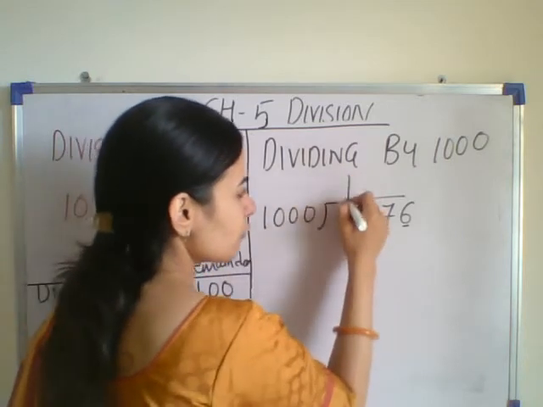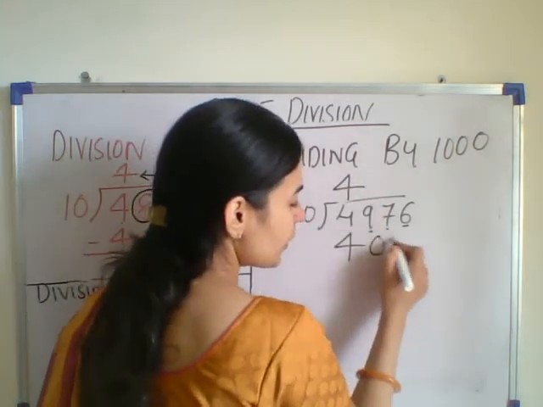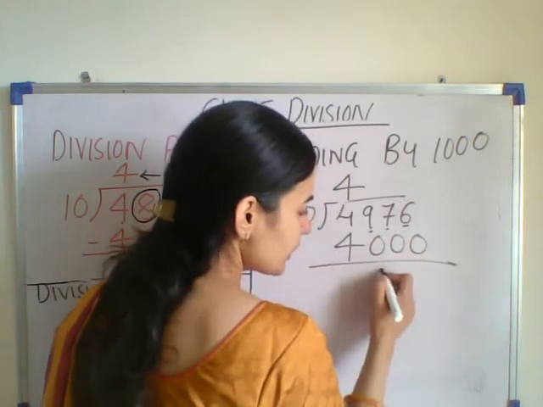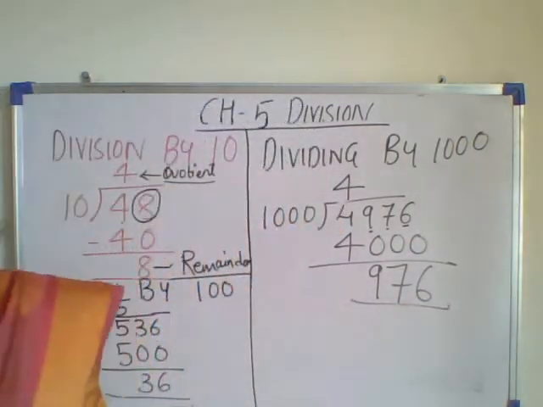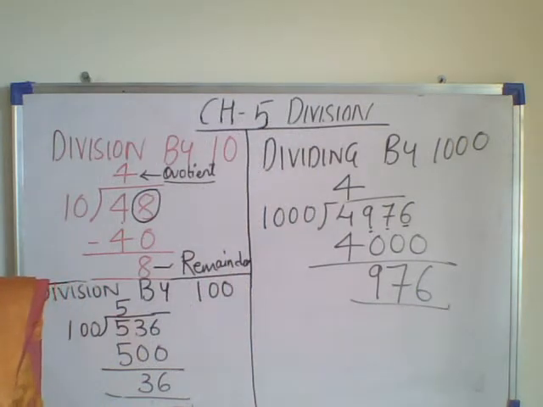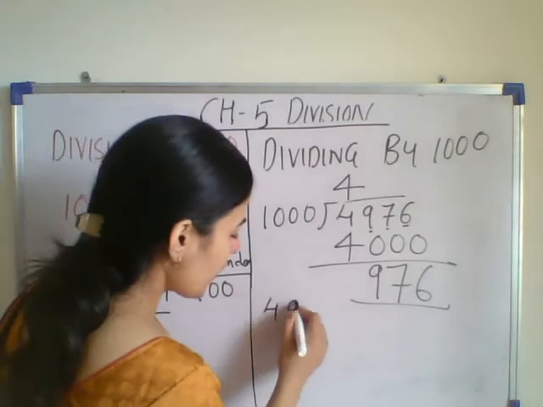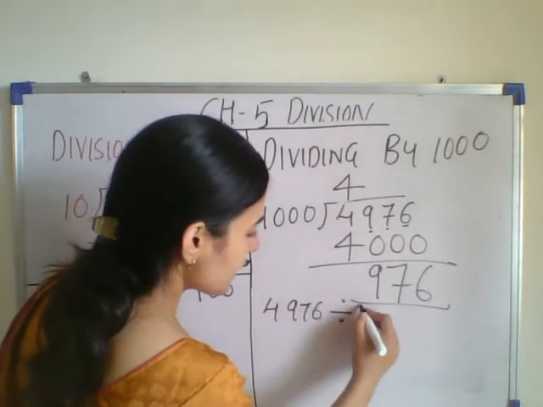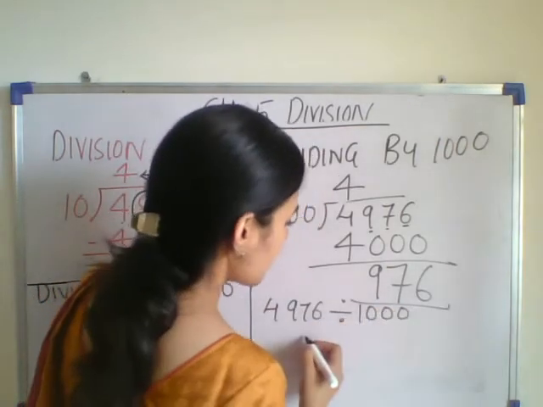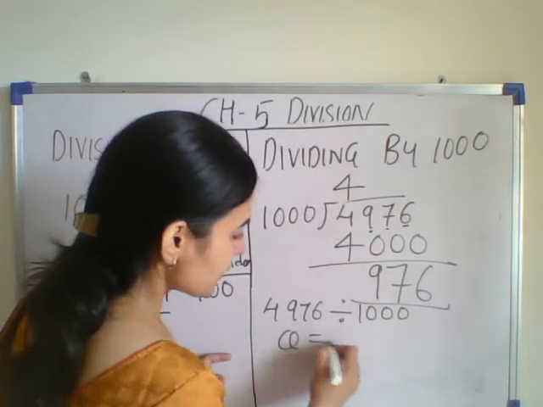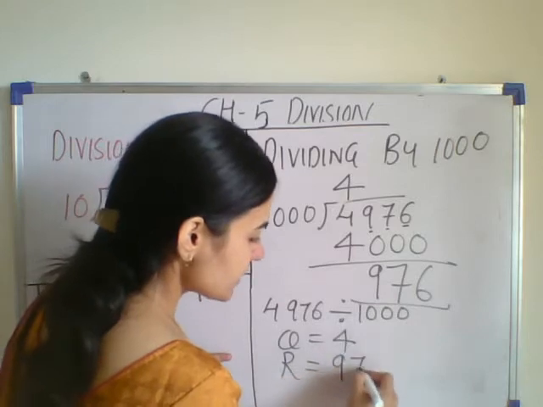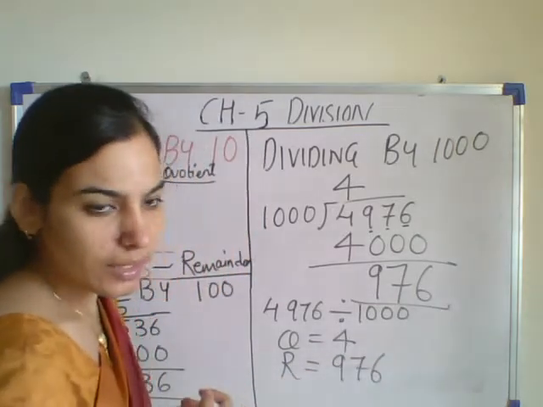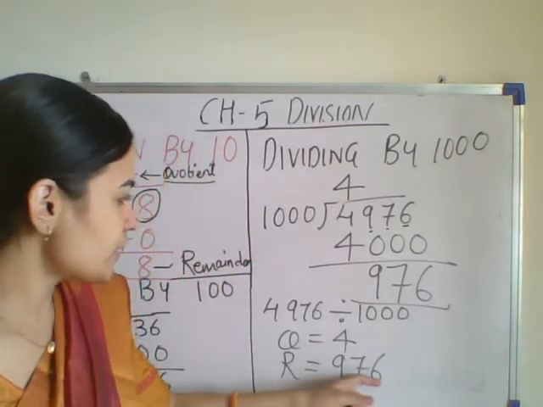So 1000 fours are 4000. So this 976 will become the remainder. So we can say 4976 divided by 1000, the quotient is 4 and the remainder is 976.